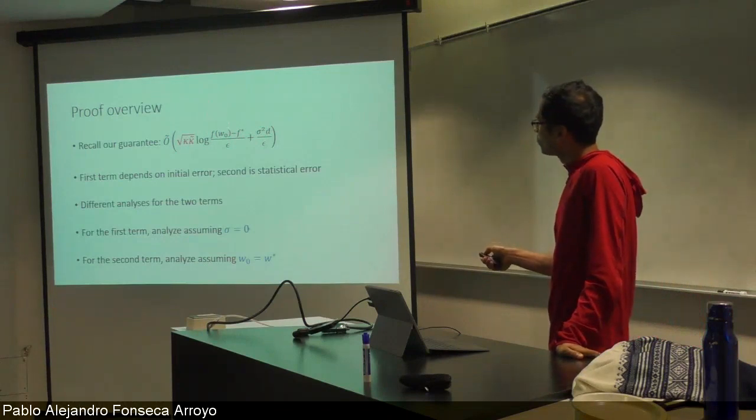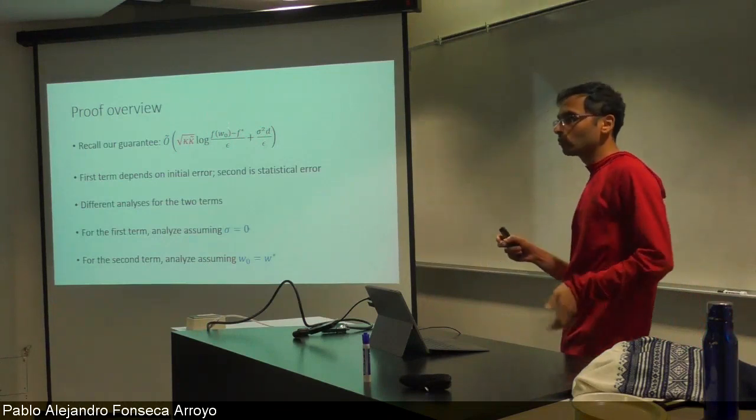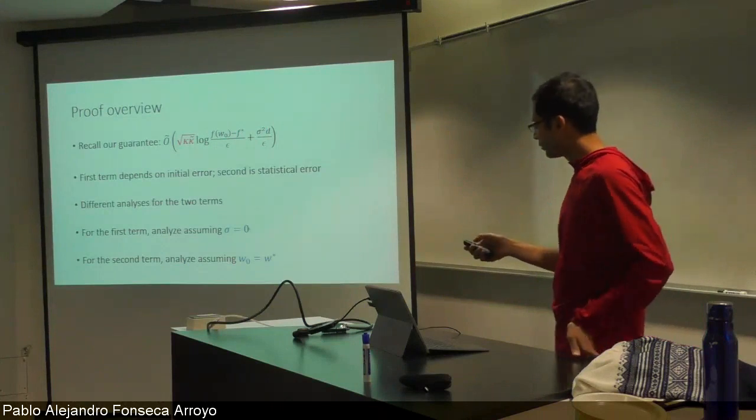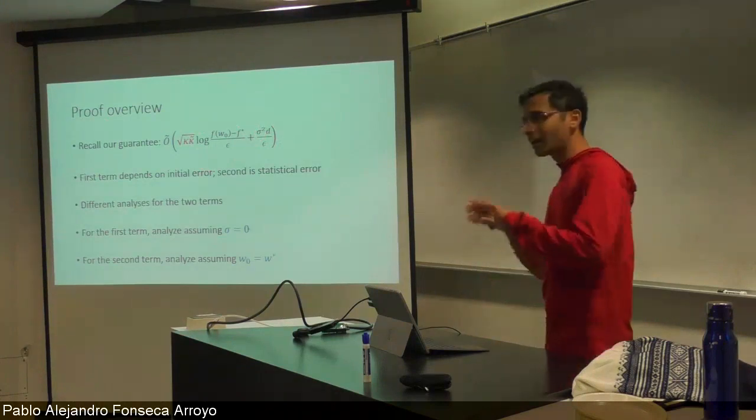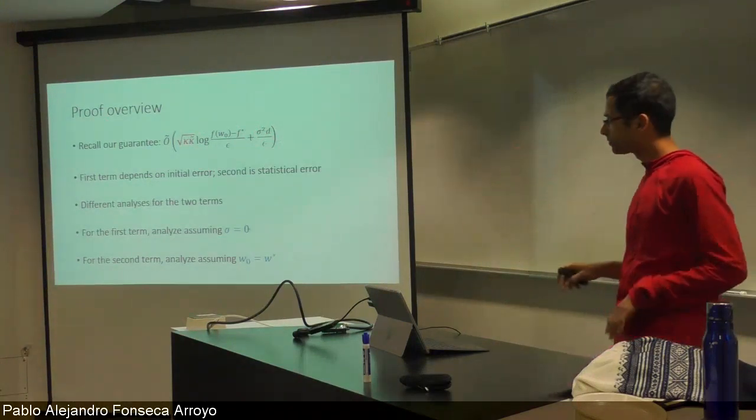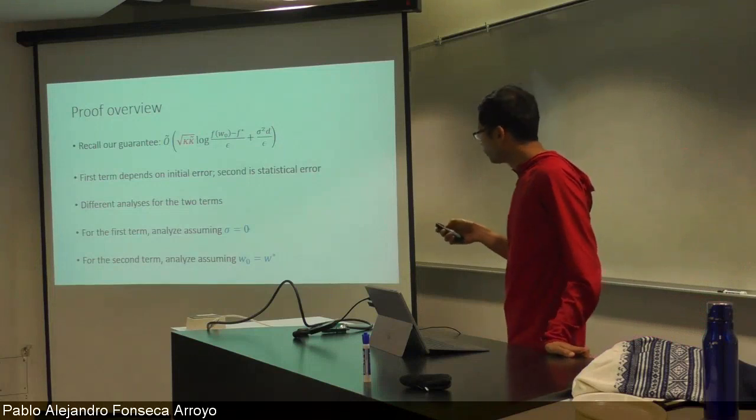By standard analysis of stochastic methods, it turns out there is what is known as the bias-variance decomposition, and this first term is known as the bias, and the second term is known as the variance. And there is a nice way to decouple them so you can analyze them independently, separately. And that's what we do.